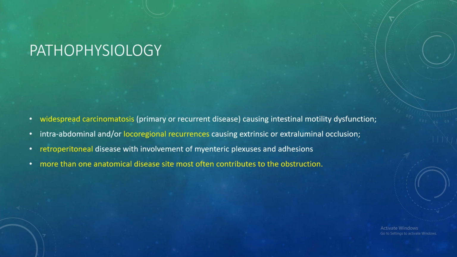Retroperitoneal disease, which will involve mesenteric plexuses and adhesions. So another thing is retroperitoneal disease, and most of the time it is not a single site obstruction. In most surgical cases you will see a single site involved for bowel obstruction, but in gynecological cancer there are multiple sites. More than one anatomical site is involved in the obstruction.